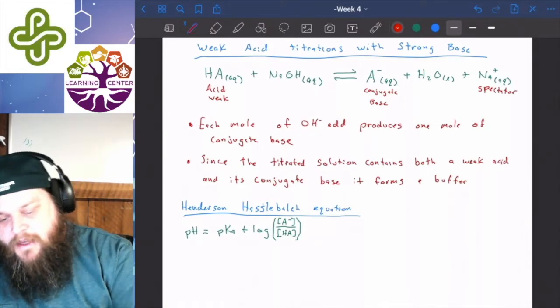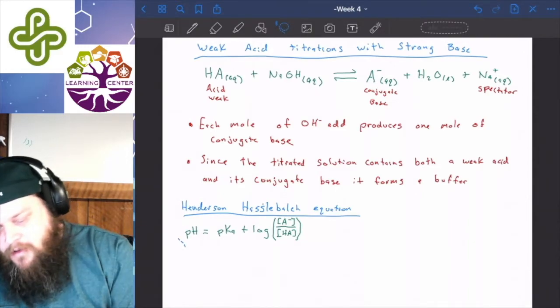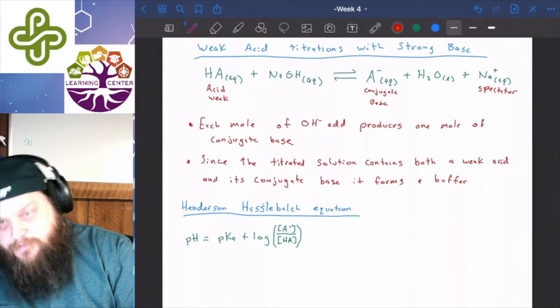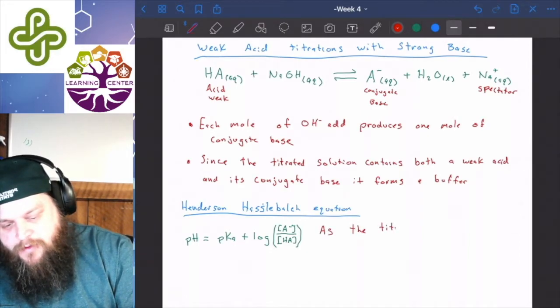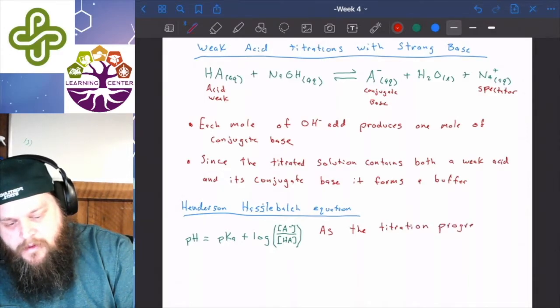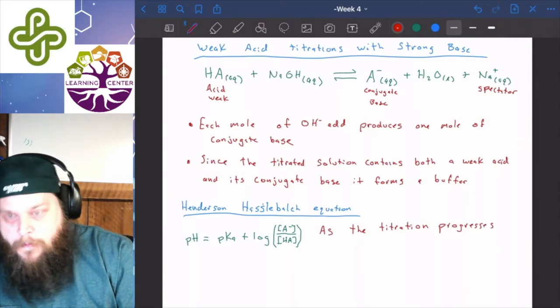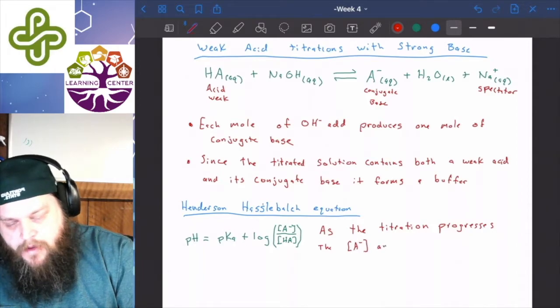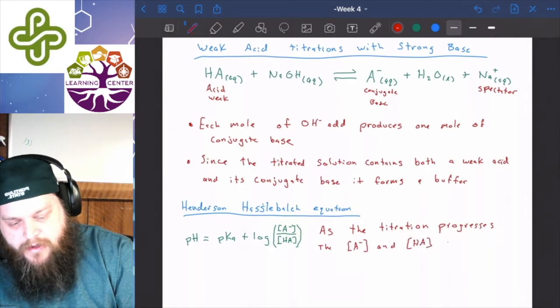And we can see, based on this equation, that as the titration progresses, the concentration of the base and the acid are going to change.